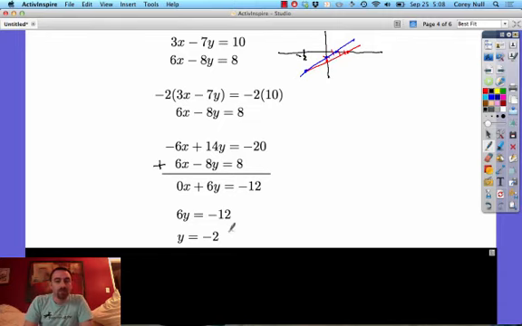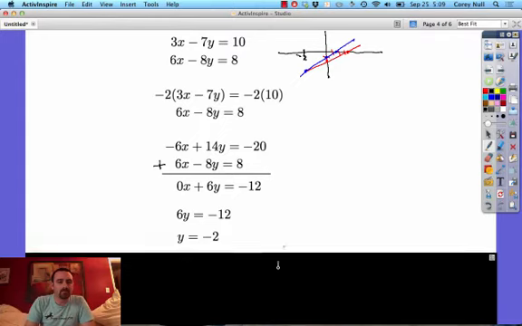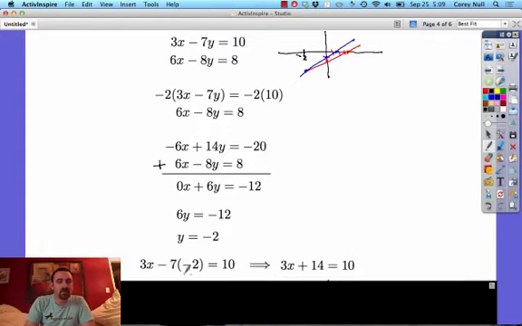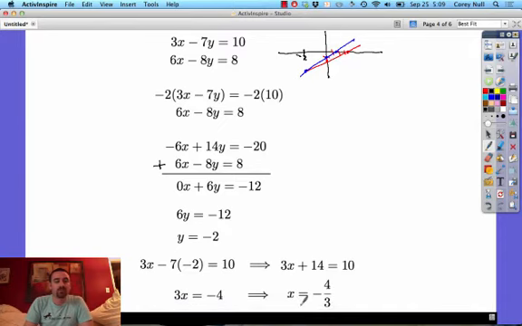Now what I do is I've gotten that much. I'm almost done, but the solution is a point. So I need to plug that back into one of my equations. The first equation looks easier to me, so I'm going to use that. I plug it in, and I get 3x minus 7 times negative 2 equals 10. That simplifies to 3x plus 14 equals 10. So x is therefore negative 4 over 3.